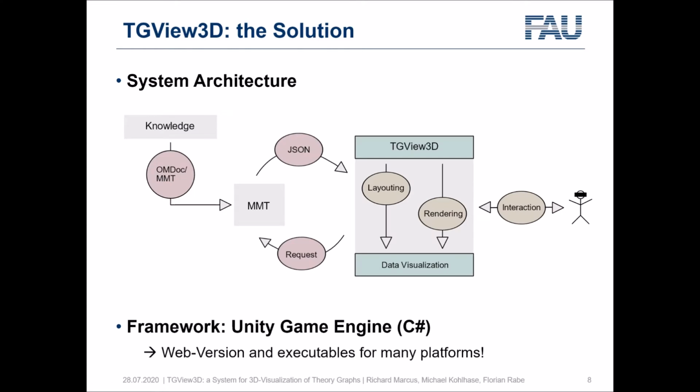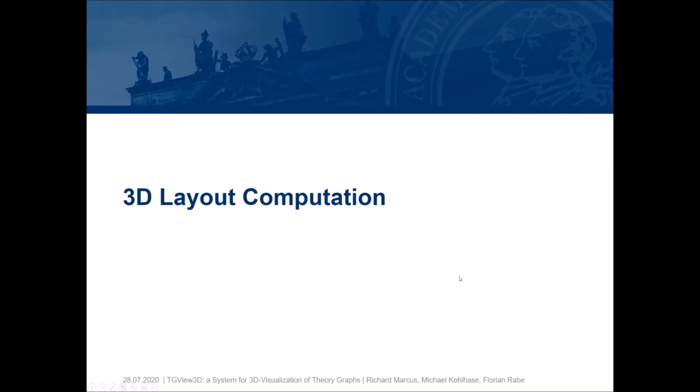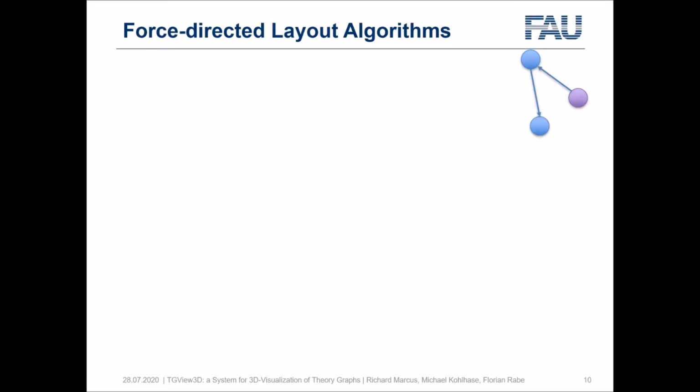So the solution is TGView3D. We get the graph files in the form of JSONs, which are directly generated by MMT, and take care of the layout and rendering. For the framework, we use the Unity game engine, which allows us to build a web version and also executables for many different platforms.